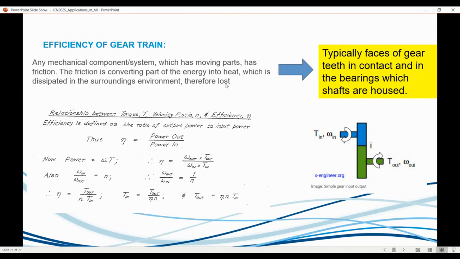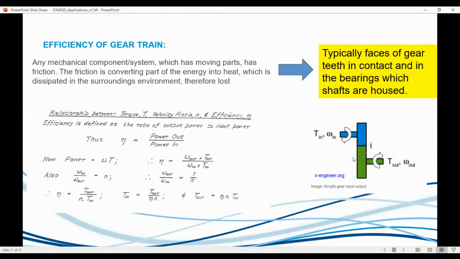So let's say any mechanical component system, which has moving parts, has friction. This friction is converting energy into heat, right? Which is dissipated in the surrounding environment. Therefore, it's lost. This, of course, is due to the faces of the gear teeth in contact with each other, the gears touching and rubbing each other. And also the bearings, which house the shafts, and as you turn, there are some friction losses. And these are the friction torques. That's where the frictional torque essentially comes from. And of course, what we're looking at is the efficiency of a gear train, right? And it is typically due to the gear teeth contact.